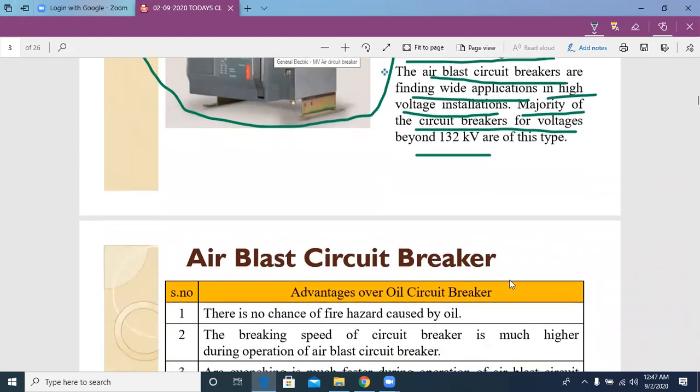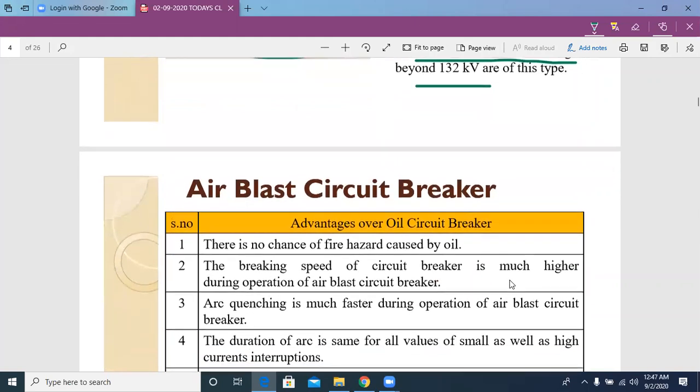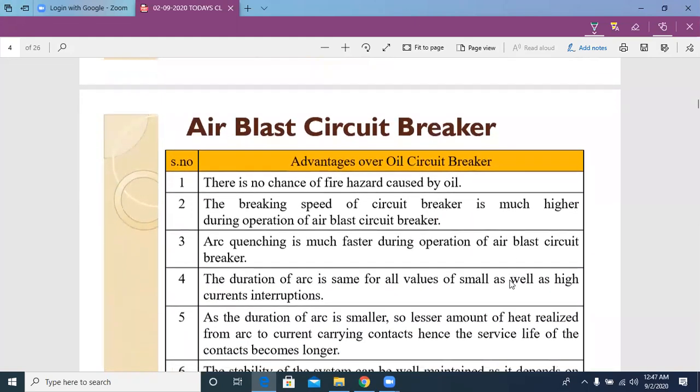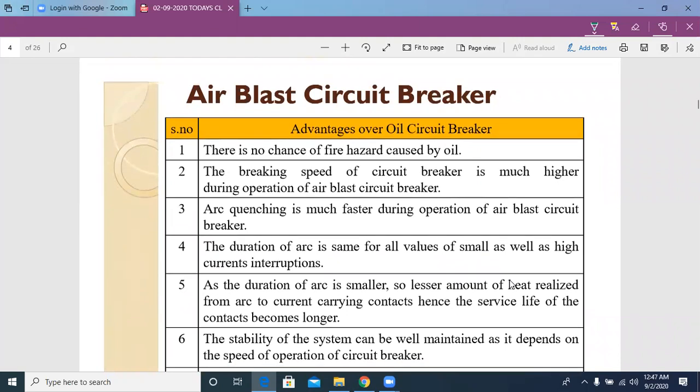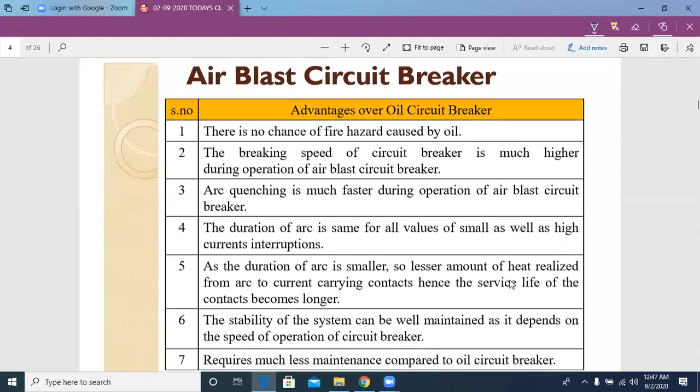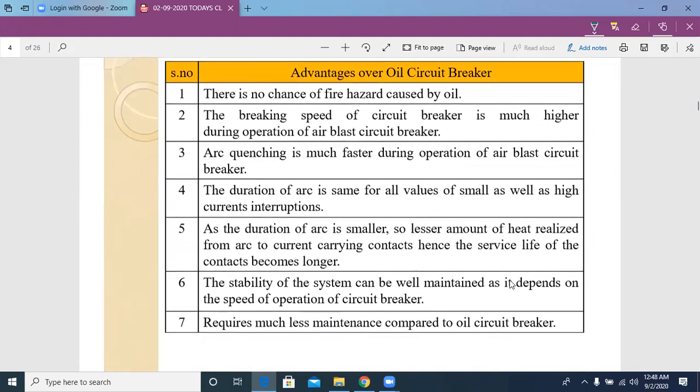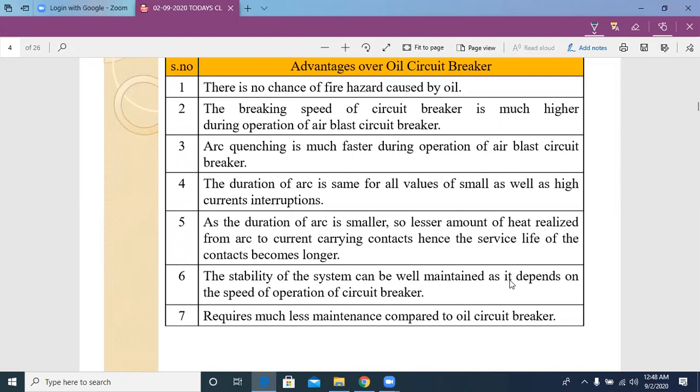Now we see the advantages of air blast circuit breaker over oil circuit breaker. When comparing with oil circuit breaker, what are the advantages we can see in air blast circuit breaker? We see it point-wise. The first important advantage: there is no chance of fire hazard caused by oil. There is no possibility of fire. That is the first advantage of air blast circuit breaker.